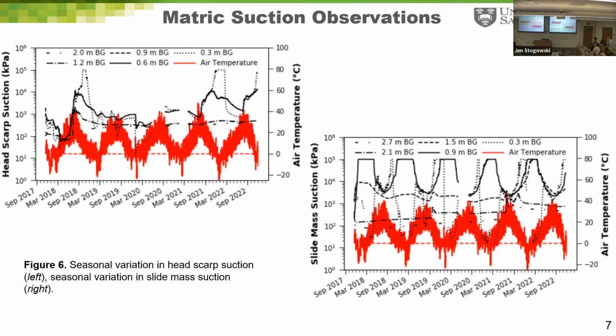And the lower level of suction, or closer to saturation, also implies a higher hydraulic conductivity. So as a result, a higher rate of infiltration can be expected throughout the year in the tension cracks.